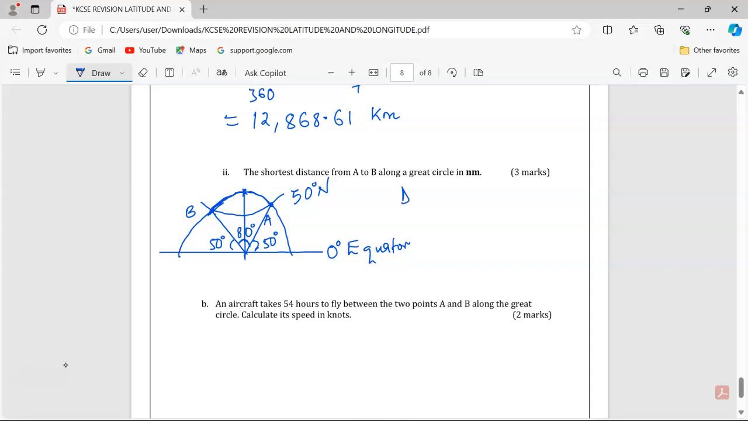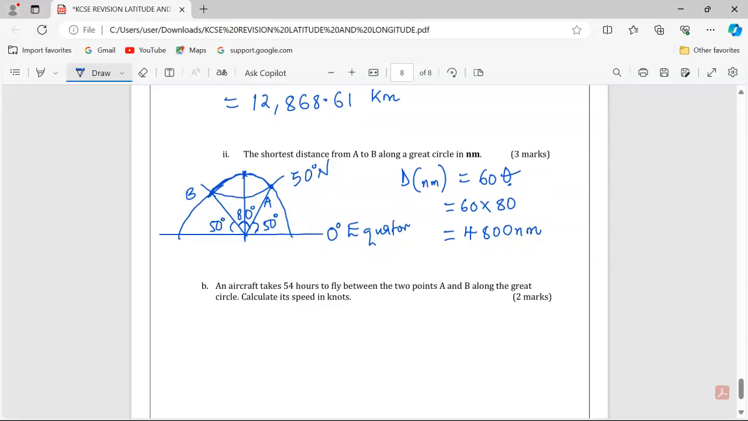Therefore, distance in nautical miles along a great circle is usually given by 60 multiplied by beta, where beta is what we call the latitude difference. Therefore, we'll be talking about 60 multiplied by an angle of 80. So this will give us 4800 nautical miles. So that is the distance.